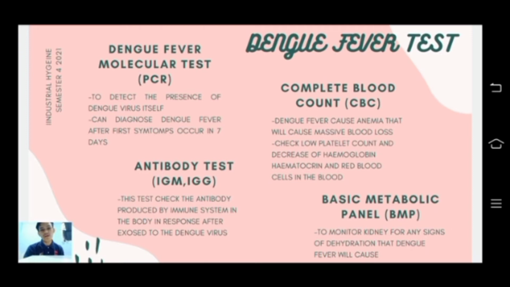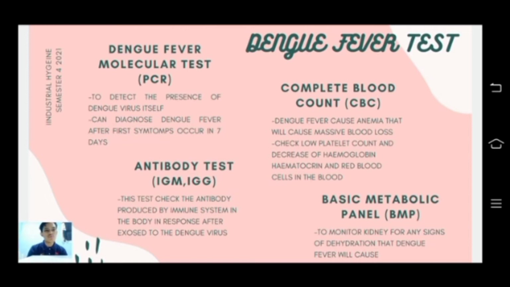Dengue fever molecular test or PCR is to detect the presence of dengue virus itself inside the blood, and it can diagnose dengue fever within 7 days after the first symptom occurs. The next one is the antibody test, IgM and IgG. This test checks the antibody produced by the immune system in response after the person is exposed to dengue virus.